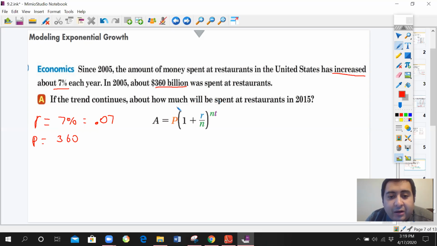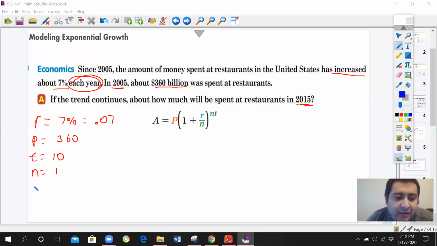If the trend continues, about how much will we spend at restaurants in 2015? So from 2005 to 2015, there was a 10-year difference. So that's going to be your time. Time is going to be 10 years. In this case, the N is going to be 1 because we're focusing on each year. It's not being compounded quarterly or monthly, it's compounded yearly. All right, so once we establish some data, we just put it into the formula here.